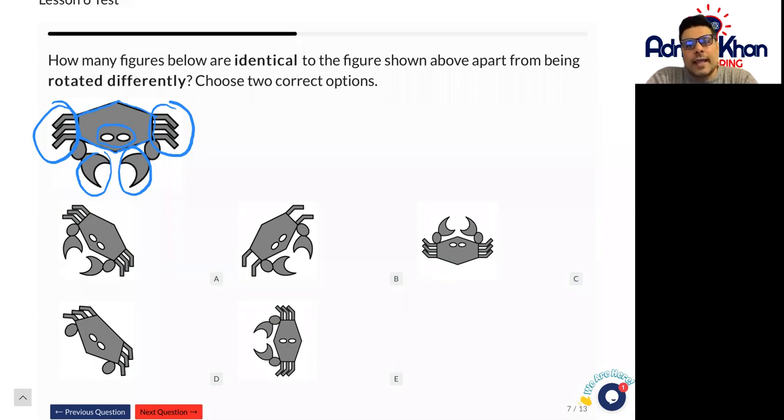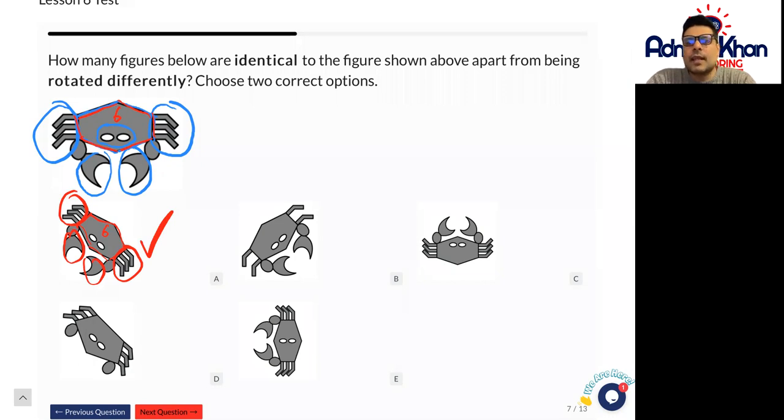So if you look at option A, we've got 1, 2, 3, 4, 5, 6 sides. Okay. So in our original shape, we had 1, 2, 3, 4, 5, 6 sides as well. And here we've got 6 sides of the face as well. We've got 2 eyes, we've got 3 of these, we've got 2 splinters at the front. So yes, shape A is identical.